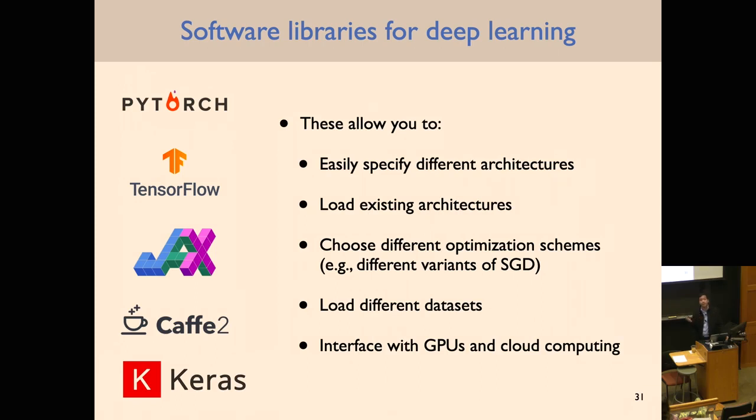You can load different data sets. You can say load the MNIST data set, that's the handwritten digits, or load ImageNet, or load any number of other data sets that are freely available online. And importantly, they also allow you to interface with GPUs and cloud computing resources, so you basically don't have to worry about how the computations get spread across GPUs or across multiple CPUs if you're working with a server. These software libraries handle that kind of multi-processing for you.